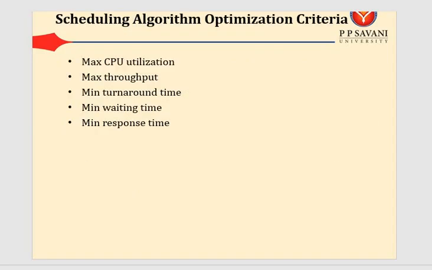So these are the scheduling algorithm optimization criteria. Based on these, you have to decide which algorithm is the best. So based on the criteria, we require maximum CPU utilization. Next, that is maximum throughput. Third one, that is minimum turnaround time. Fourth one, that is minimum waiting time and minimum response time. So these are our best algorithm optimization criteria.